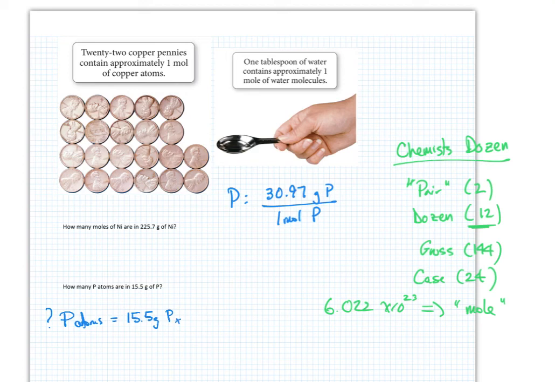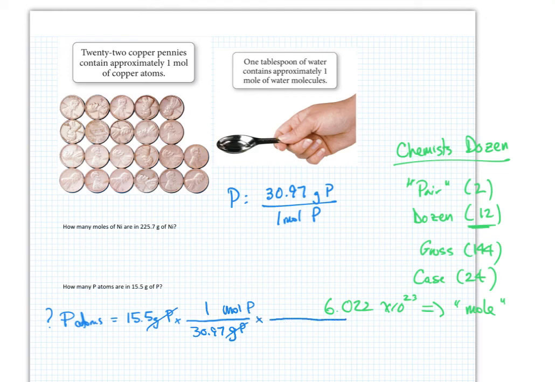Now, I can't go directly from grams to atoms because each atom has a different mass, but I need the molar mass in order to do that. I've looked this up on the periodic table: 30.97 grams of phosphorus for every 1 mole of phosphorus. So I want to put the mass on the bottom, right? Grams phosphorus on the bottom, mole phosphorus on top. Grams phosphorus cancels grams phosphorus. If I was trying to find moles, I'd now have it, like the last problem. But now I want to find atoms.